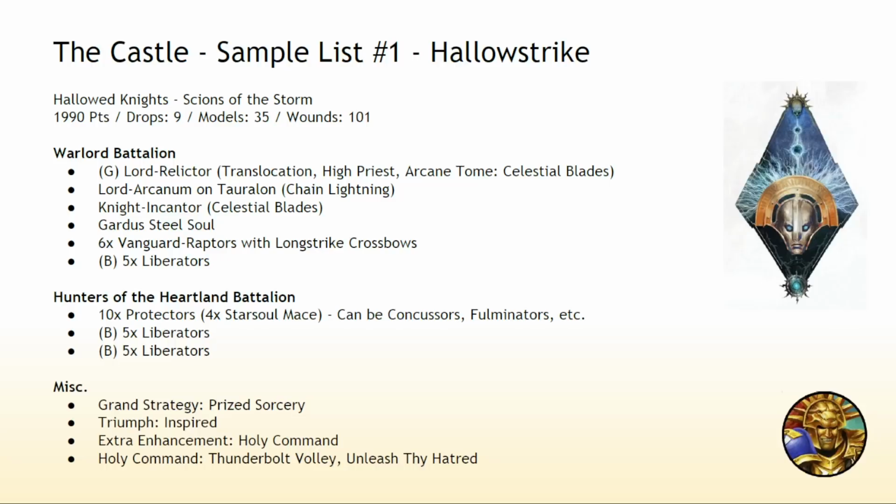This list in particular is also running Thunderbolt Volley and Unleash Thy Hatred. And if you swap out the Protectors, you can drop Unleash Thy Hatred and take another artifact instead. Maybe something like an Amulet of Destiny on the Lord Arcanum, so that he can leave the castle and still keep his 5-up ward from that without being near Gardas.